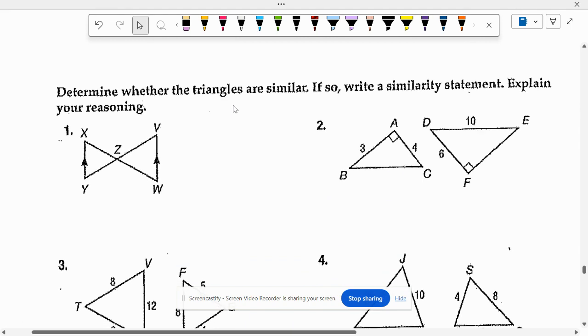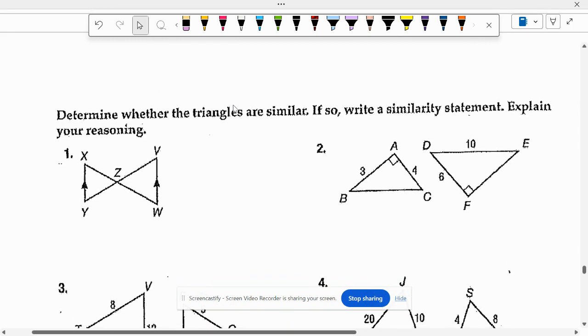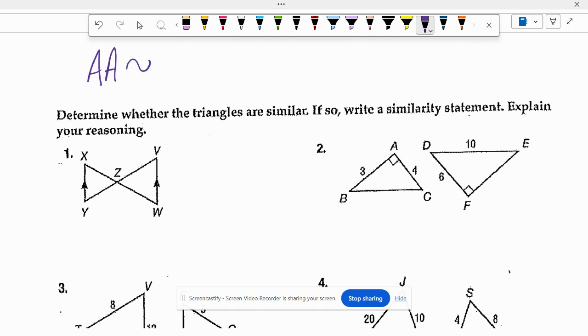So our first example says, determine whether the triangles are similar, and if so, write the similarity statement. So I'm going to first off write down the 3 theorems / postulates that we use. So we have angle, angle, similarity. We have side, side, side, similarity. And we have side, angle, side, similarity.